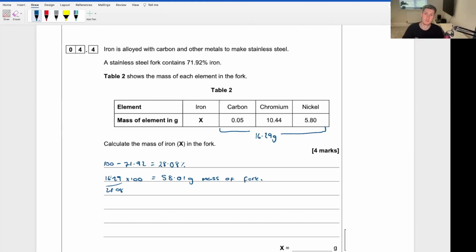Using the mass of my impurities, what I know about is percentage, and knowing that all of it will be 100%. So 58.01 grams, but I don't want the mass of the fork. I want to know what 71.92% of it is. So we need to work that out now. So mass of iron.